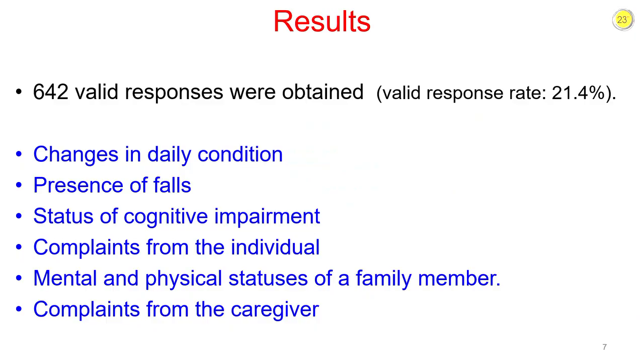Result: these items, with a mean value of 4.7 or higher, were change in daily condition, presence of falls, status of cognitive impairment, complaints from the individual or the person's family, mental and physical status of a family member, and complaints from the caregiver or family member.